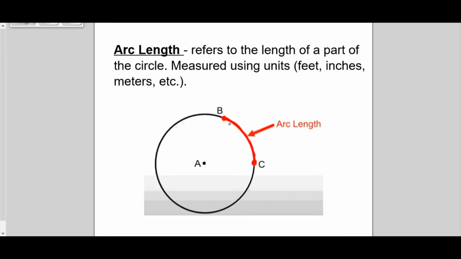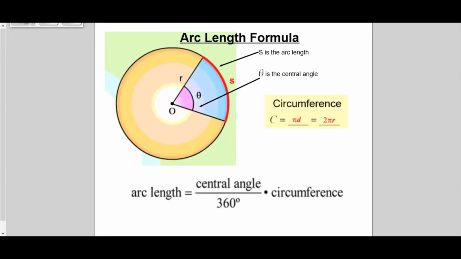So let's look at a formula for arc length. To figure out arc length, there's a formula. If I want to know the arc length, we have labeled the arc S, but we could just call it arc length. What we would need is to know this central angle, and we would either need to know a radius, such as in this picture, or a diameter.